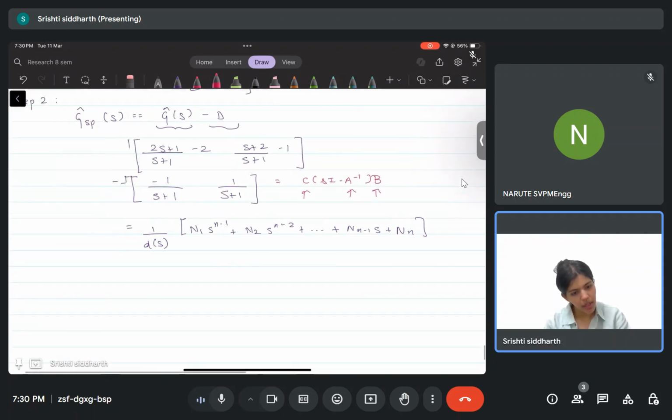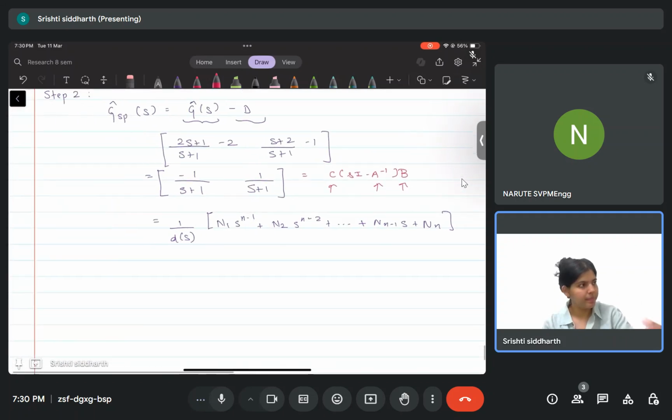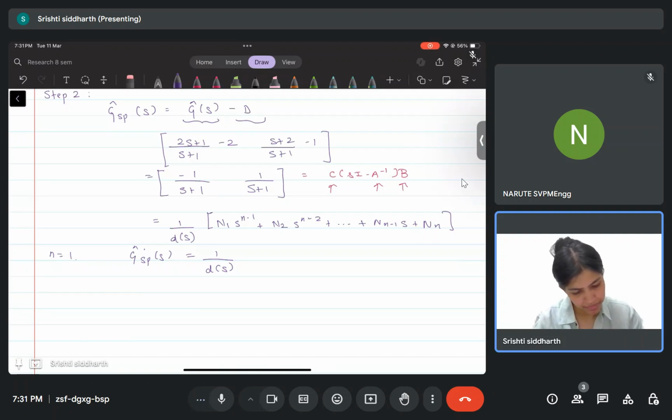So if that's the case, so if we consider n equals, let's say 1, then we simply have G hat SP of S, that's 1 over d of s, and then we have question regarding this.